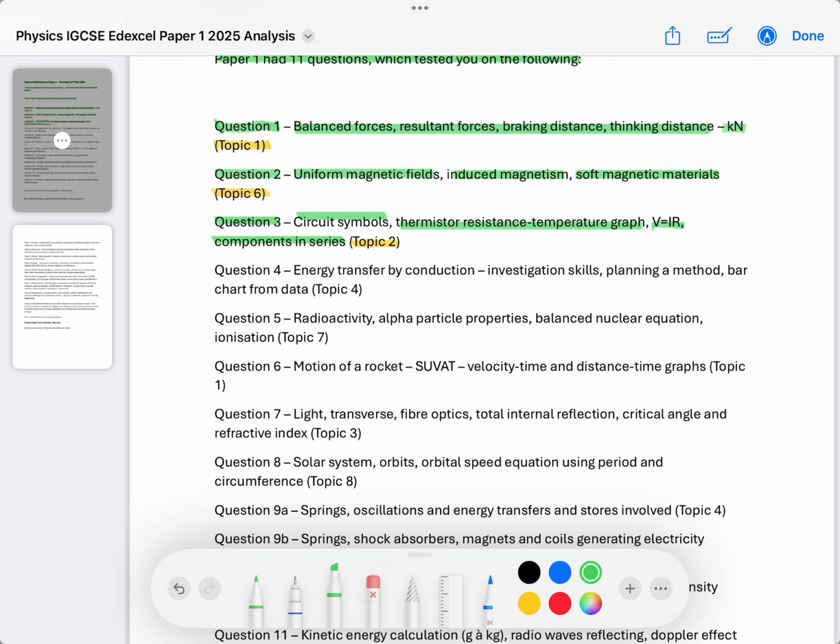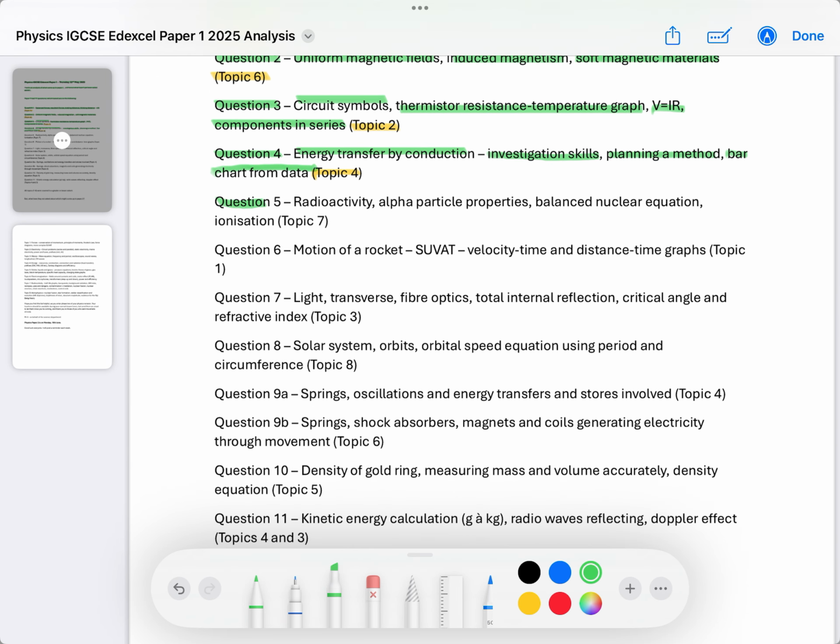Question 4 was about energy transfers by conduction. So they have different metals, and it was a question to do with investigation skills. It involved planning a method, so how well you could plan, and to make a bar chart from the data provided, and then to come up with a conclusion. Okay, so that was topic 4, energy transfers. So we've had 1, 2, 4, and 6 so far.